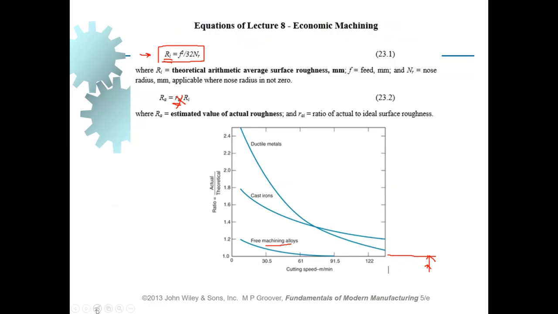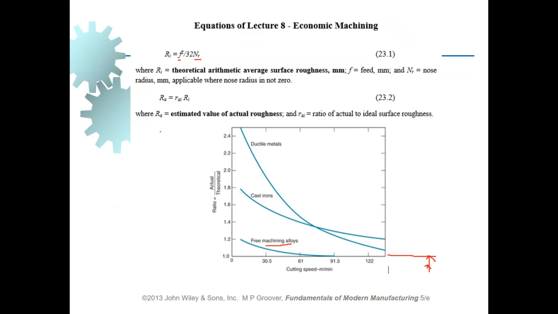Okay, now let's move on to the equation sheet. In the equation sheet, we have got a number of equations, as we can see. Equation 23.1, the top equation up here, is the one making it possible for us to compute the theoretical value of surface roughness. And this is a function of feed and also tool nose radius. In turning, we had experimented with this in the workshop environment.